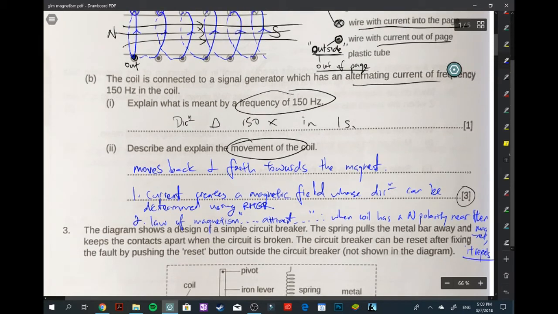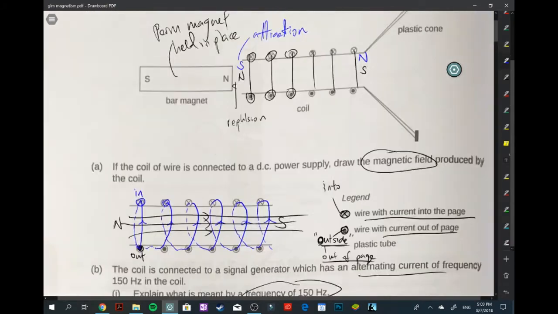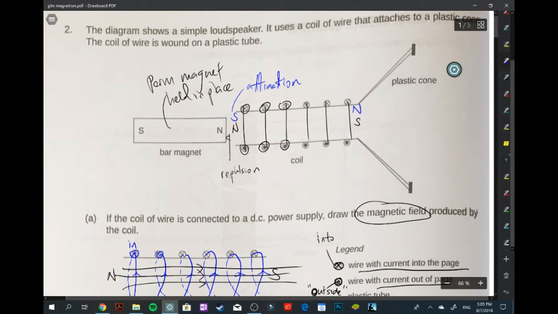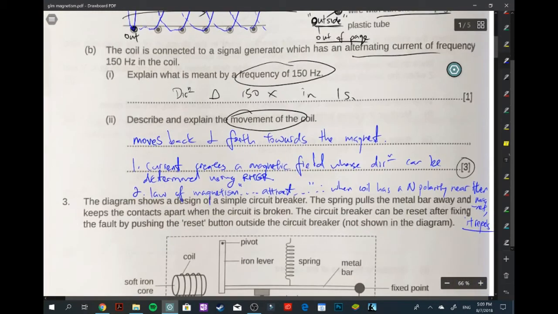So you may want to write: when the coil has a north polarity near the magnet, it repels, and when the current changes direction, it will induce a south polarity on the coil nearer to the bar magnet, and this causes an attraction. So that's the main answer.